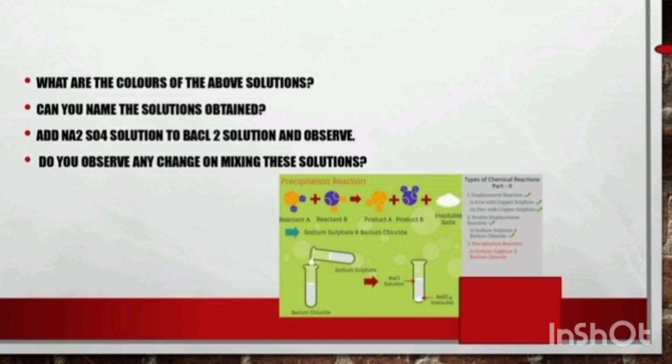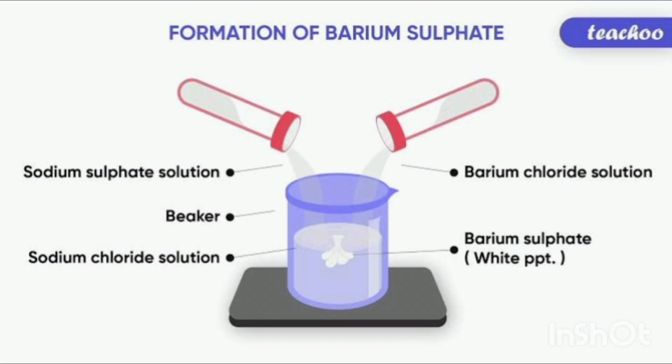One is sodium sulfate solution, another is barium chloride, which is dissolved in water. Now observe the colors of the solution as I already told you. Next, what are the colors of the observed solution? The white will be for sodium sulfate and colorless for barium chloride. Now we are mixing two solutions together.